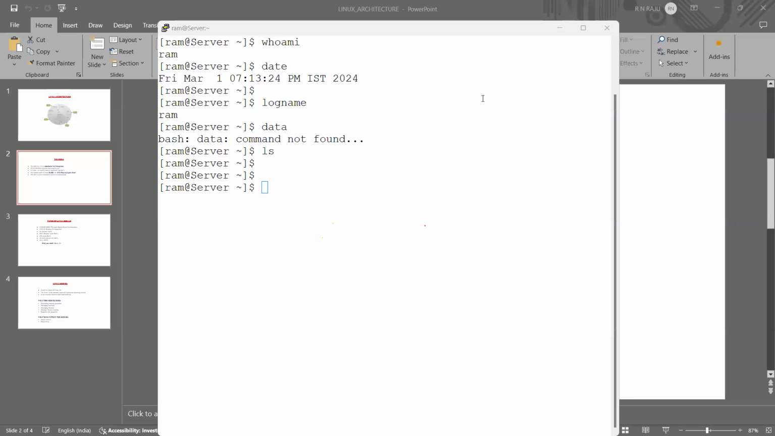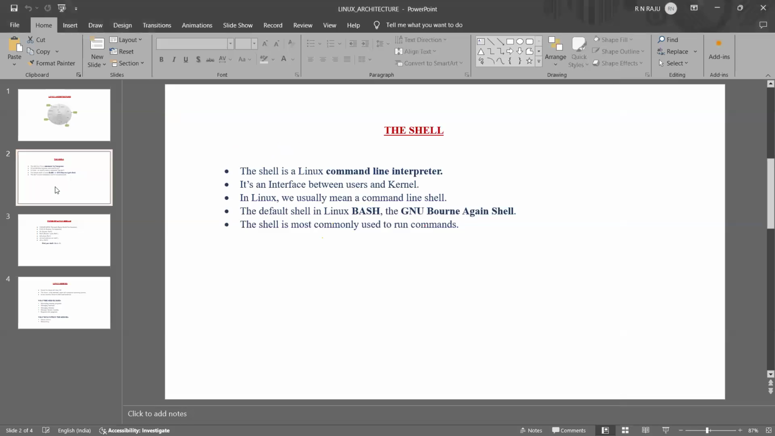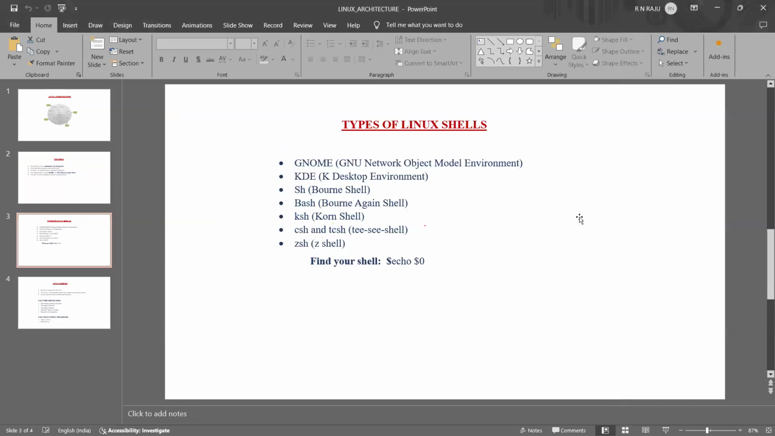Then the next one is, what are the types of shells in Linux? Here, the very popular shells in Linux are GNOME, KDE, sh shell, bash shell, korn shell, C shell, and zsh. So these are all very popular shells right now on the Linux platform.